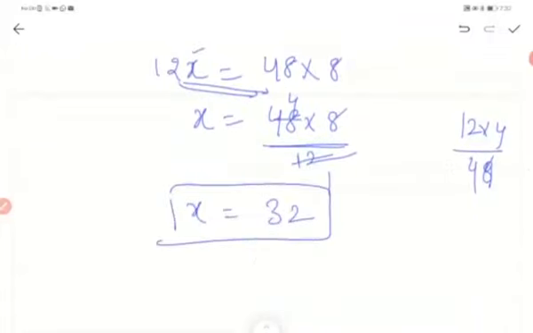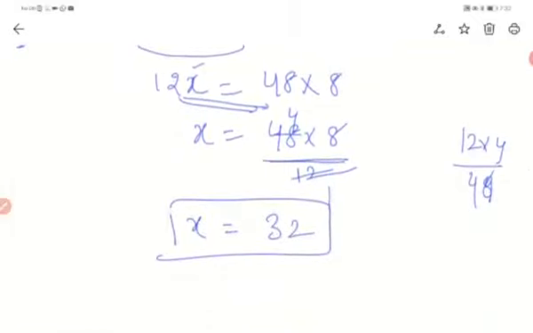Okay, this is how you do the problems of proportion. We will do many more examples on proportion in the live video. Okay, I hope everyone understood this.